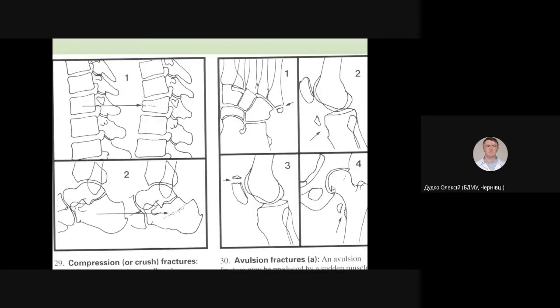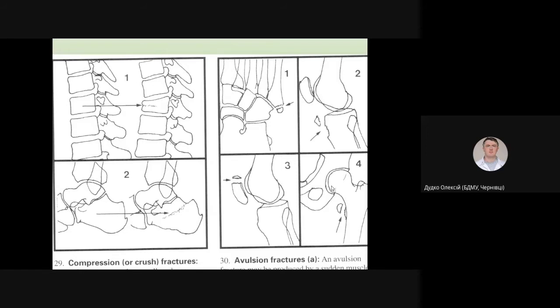Spongy bone we have in the calcaneus and in the bodies of vertebrae, and these two fractures are very common in falls from a height. Usually the height of this bone is decreased, and starting from the first minutes we shouldn't allow this patient to sit up or stand up. We should put them on a hard surface in a horizontal position, and throughout the treatment you should keep the patient in a horizontal position.